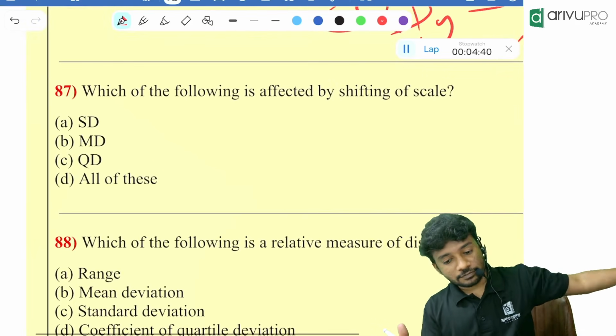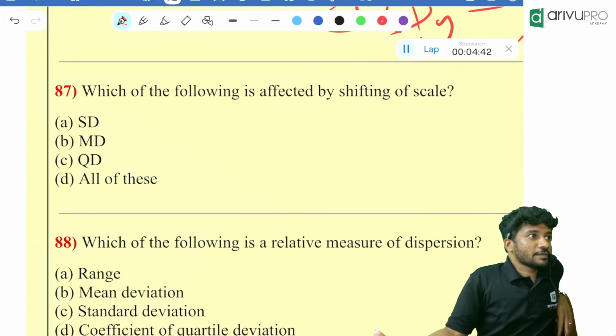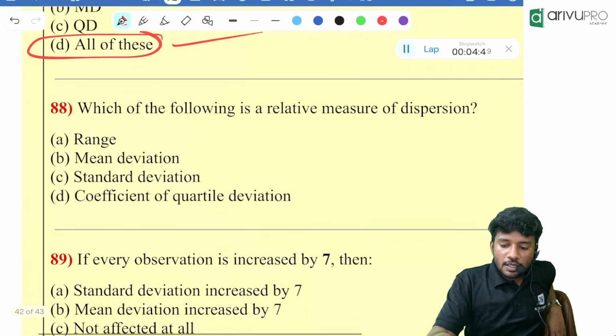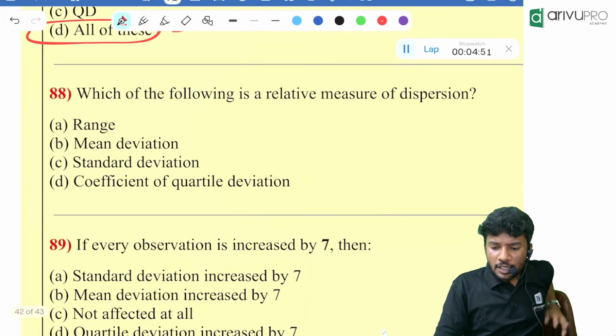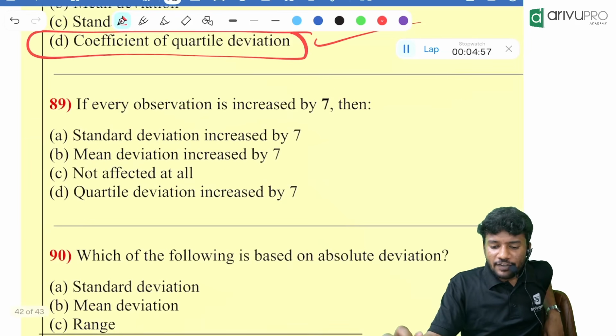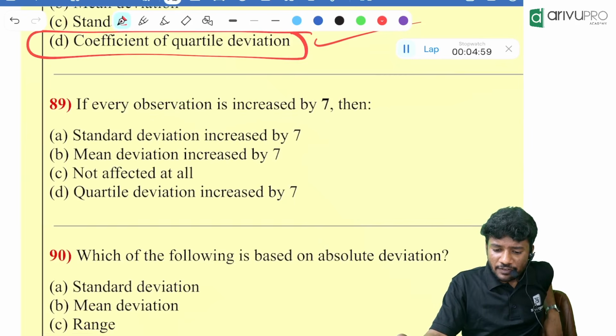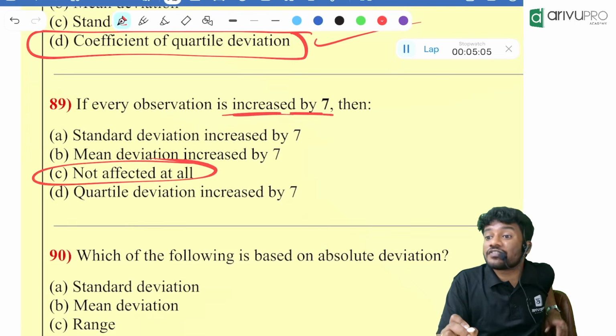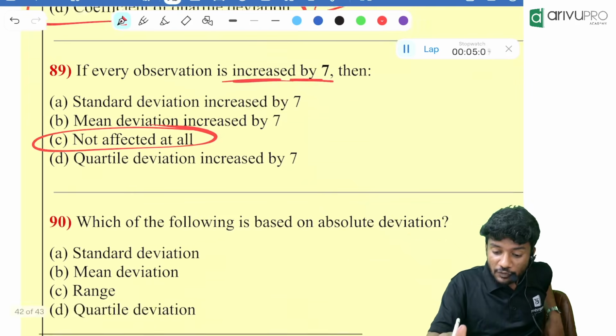Tell me. Which of the following is affected by shifting of scale? Which of the measures is a relative measure of dispersion? Coefficient of QD. If any observation is increased by 7, then it is not at all affected, because what? Increase by 7 means change of origin. It is not at all affected.